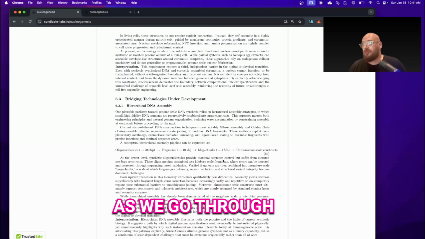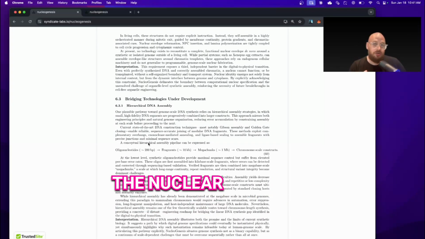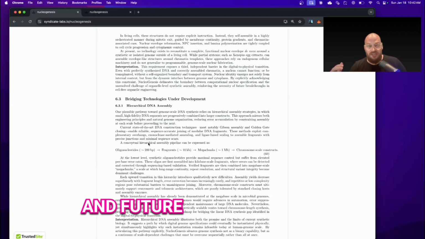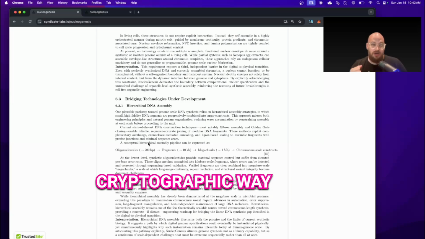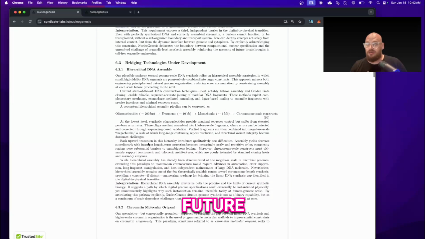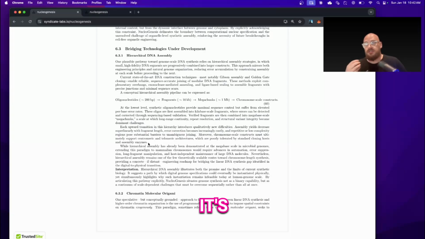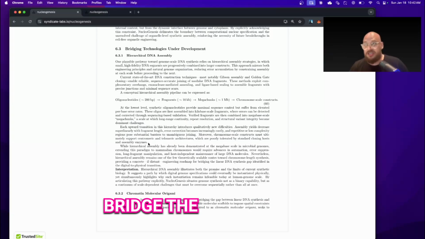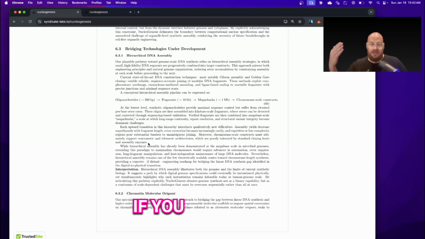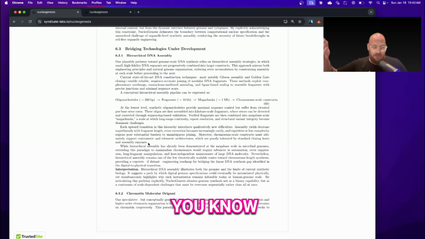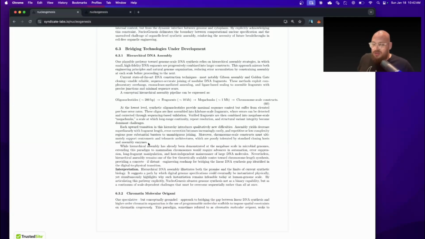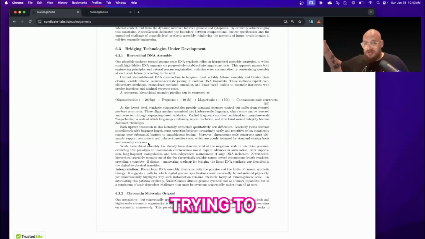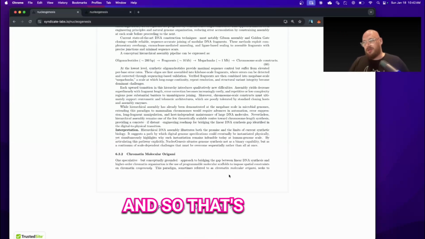But as we go through this, we know that the nuclear blueprint manifest and future technologies, collecting this data in a version-controlled, cryptographic way, will hopefully bridge the technologies that are under development. For example, if you have people working on the virtual cell or digital twins, this data can be very useful because it's collected with the purpose of trying to synthesize a nucleus in the future. And so that's where this comes from.